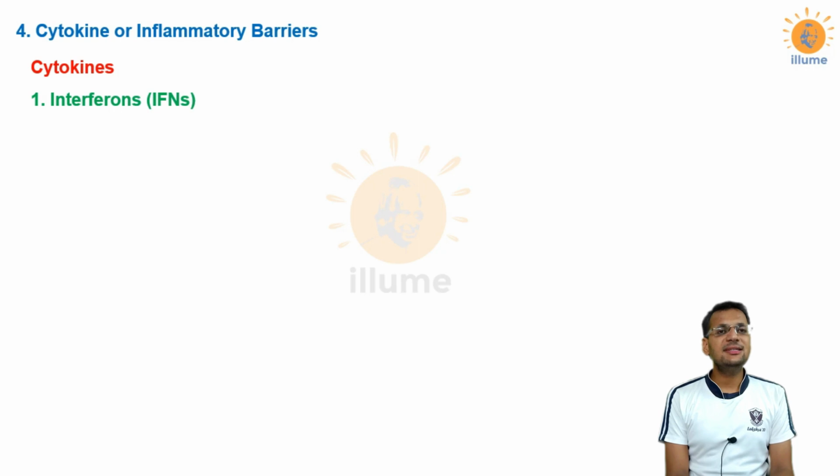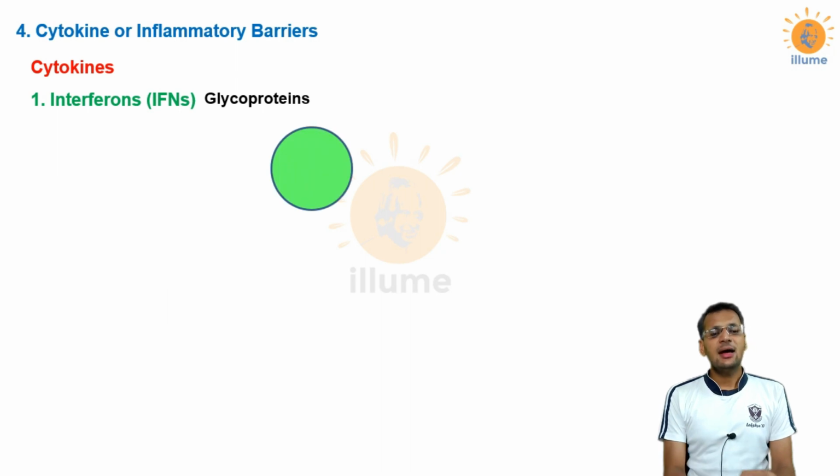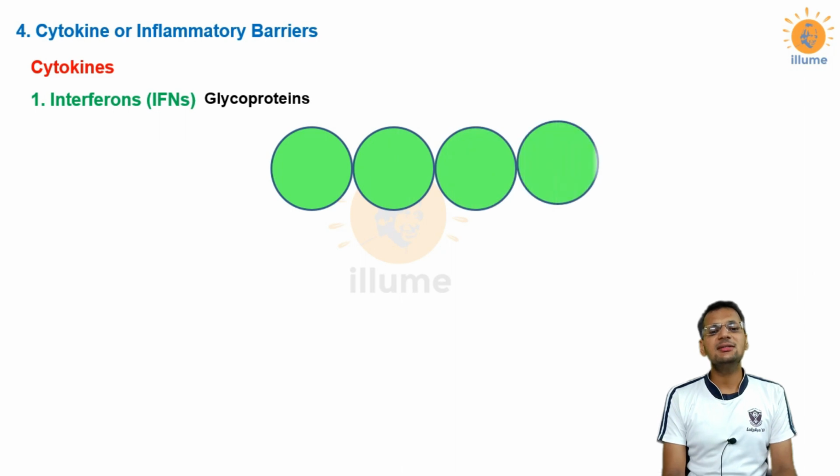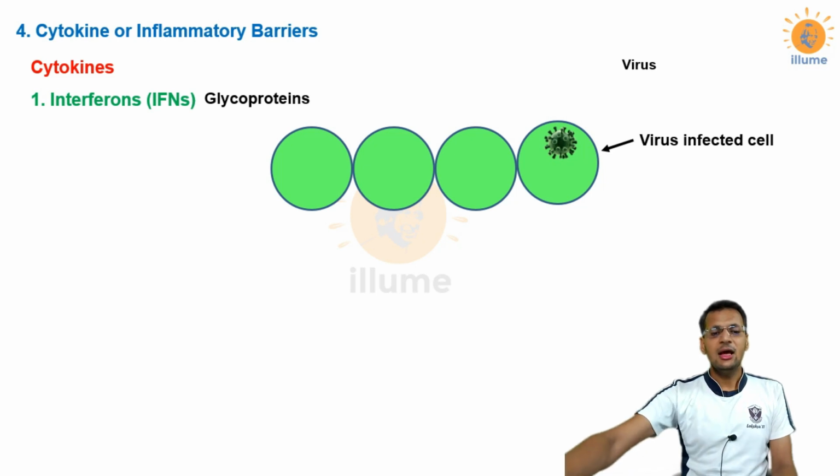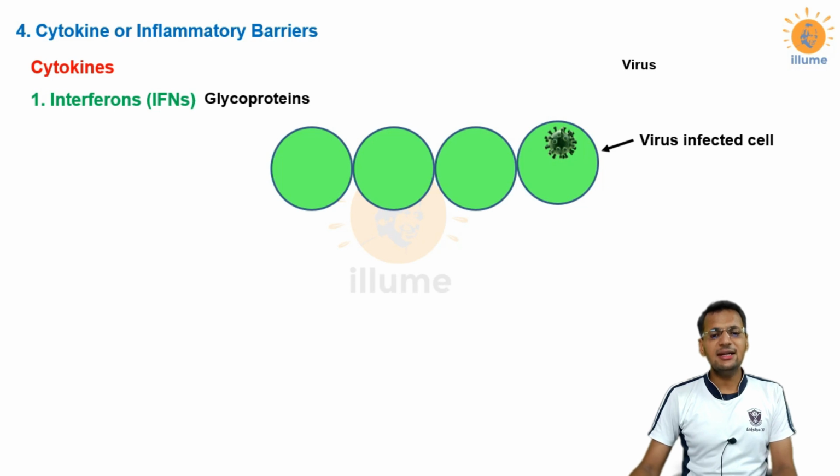Now I'll talk about the second type of cytokine, that is interferons. This topic interferon is very important, and the questions on interferons are frequently asked in NEET exams. They are glycoproteins, and I'll explain the role of interferons by this simple animation. Suppose these are some adjacent cells present in any tissue, and this is a virus. A virus infected a cell. Now the only cell that is infected with the virus is this one here. The rest three cells are not infected, so this cell gets infected.